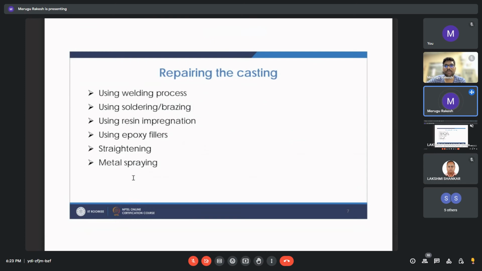Then comes the major part, the repairing of the casting. As I discussed initially, if there is any small crack, there is no need to throw away the part. We can just weld it and grind it off. That is what is mentioned here. We can use soldering or brazing, or if there are any blowholes, we can impregnate them with resin. Then comes epoxy. We can even use epoxy to fill those blowholes or any small defects.